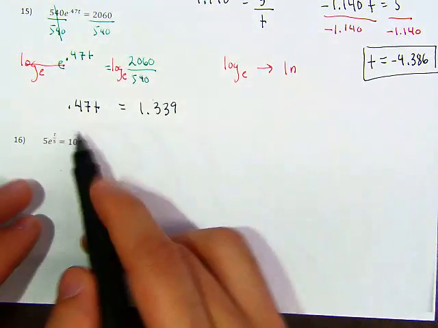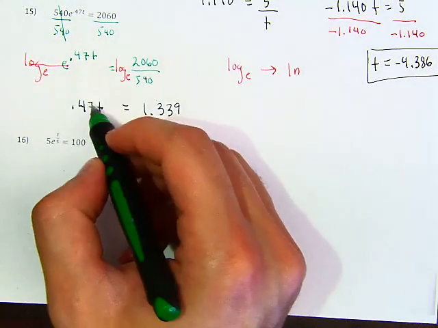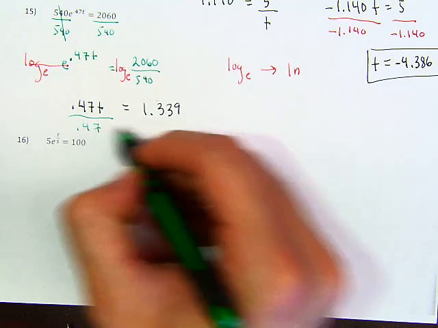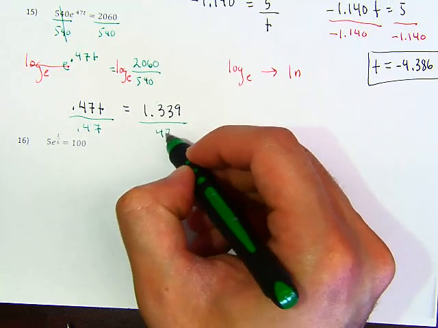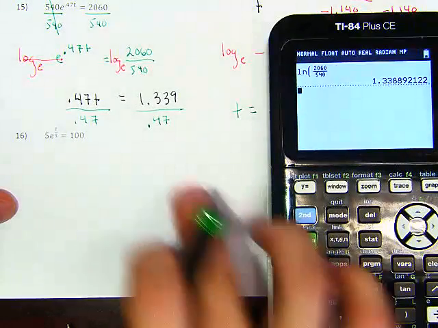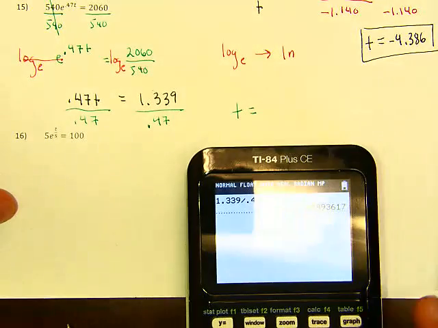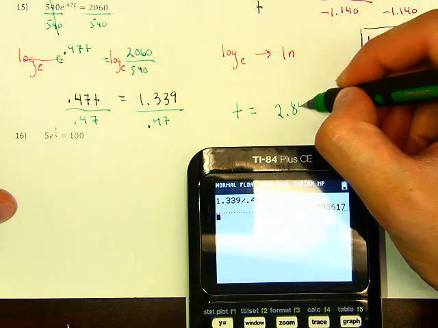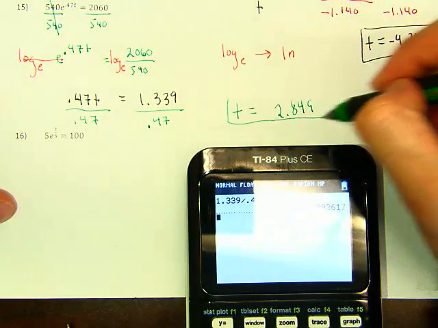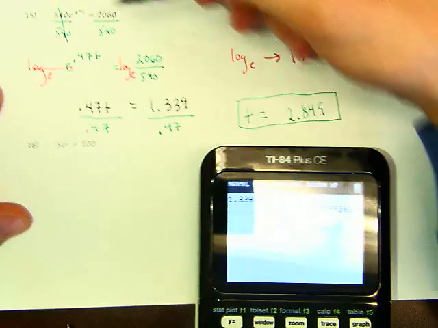Okay? And then how do you finish off the problem? How do you get t by itself? You just divide both sides by 0.47. So t is equal to whatever this calculation is. So let's do 1.339 divided by 0.47, and that equals 2.849, right?